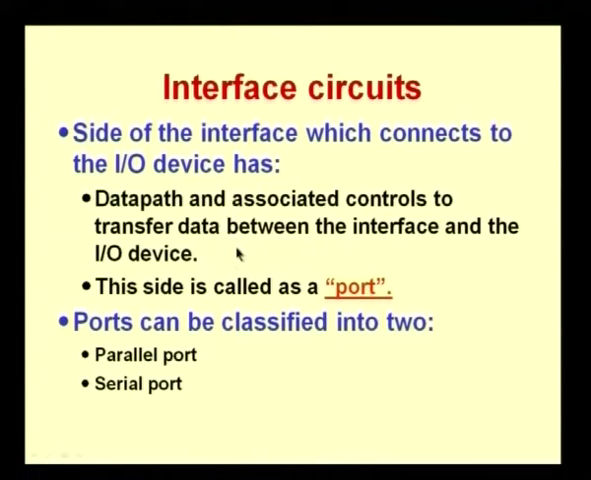Now here, depending on what kind of device we have, you could have different types of interface. This side of the interface, the one which connects to the IO device, is normally called the port. When we talk of ports, we can have basically two types: one called the parallel port and the other called the serial port.